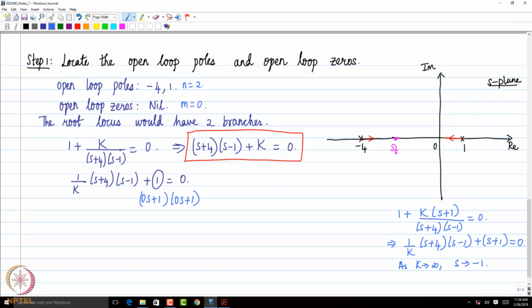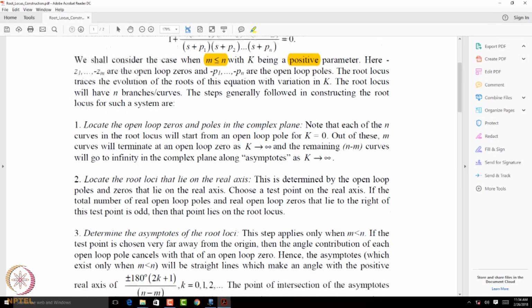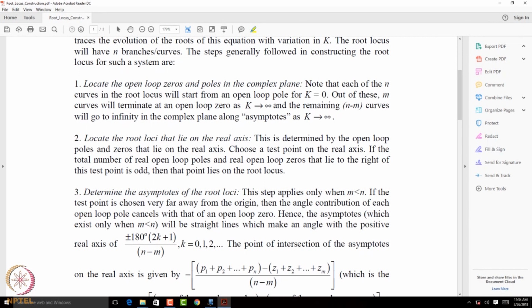So, that is why there was a statement: out of the n branches, m branches will tend to open loop zeros if there were any. The other n minus m branches will tend to infinity along what are called asymptotes. We are going to come to that. I hope the logic is clear, as to why we have that behavior. In this particular example, we do not have any open loop zero. So, we are going to have two branches, both going to infinity in the complex plane as k tends to infinity. That is what is going to happen. Is the first step clear?